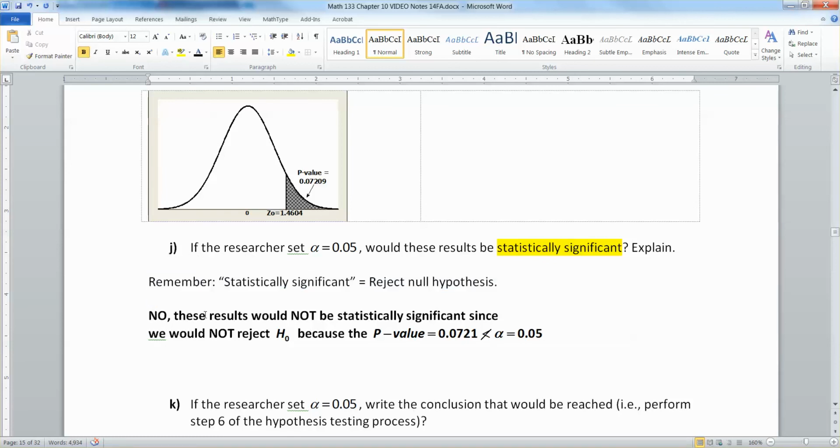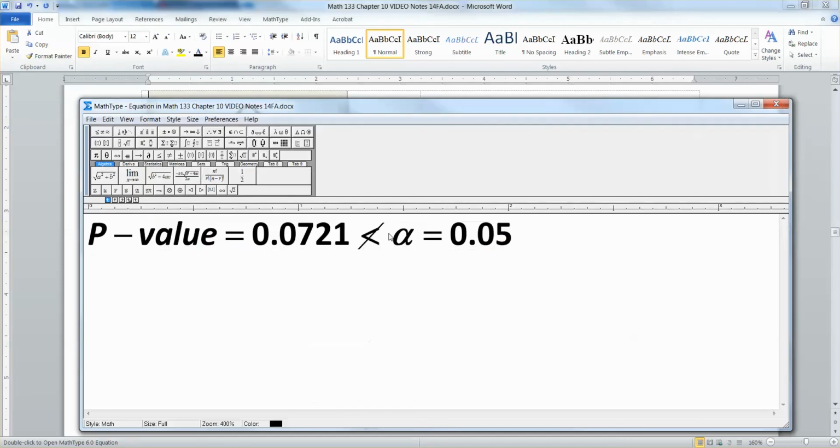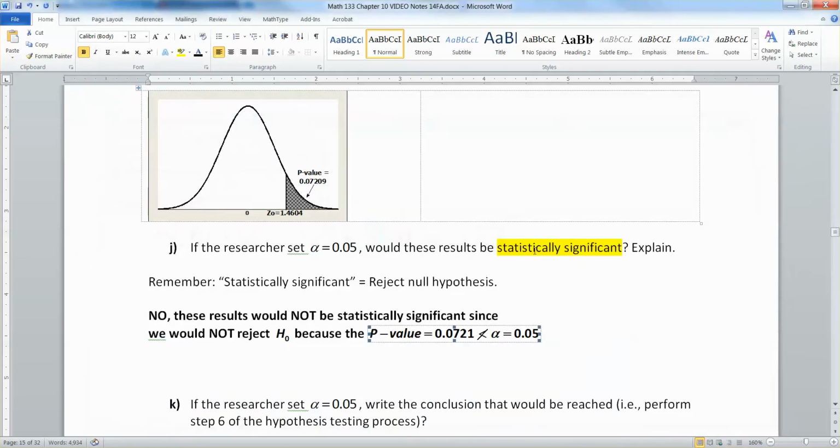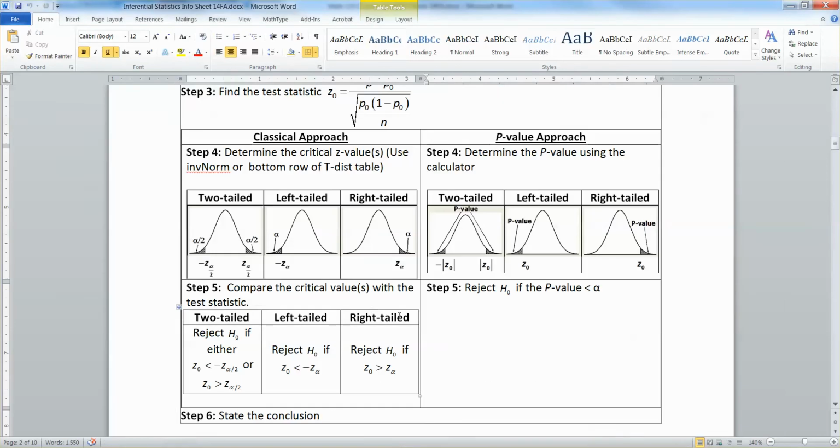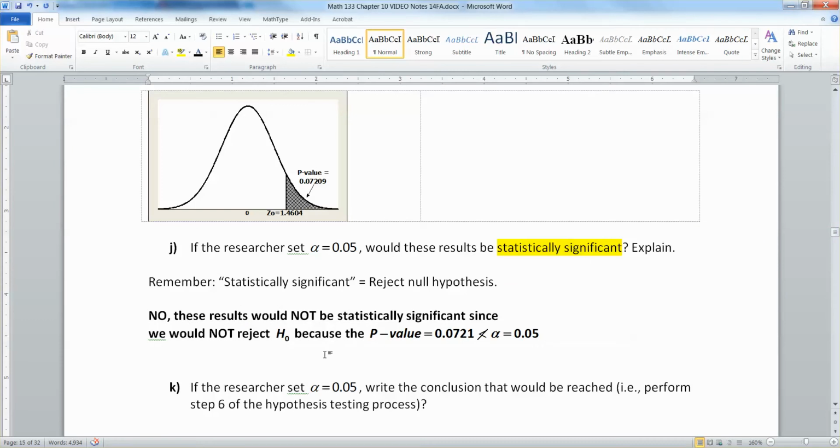So no, these results would not be statistically significant since we would not reject the null hypothesis because the p-value, which is 0.0721, is not less than, that's what that slash means, not less than your alpha of 0.05. And you want to be less than alpha in order to reject. Remember that we're always interested in low p-values. You always want your probability value to be very low so you can reject your null hypothesis. And we did not have that in this case.